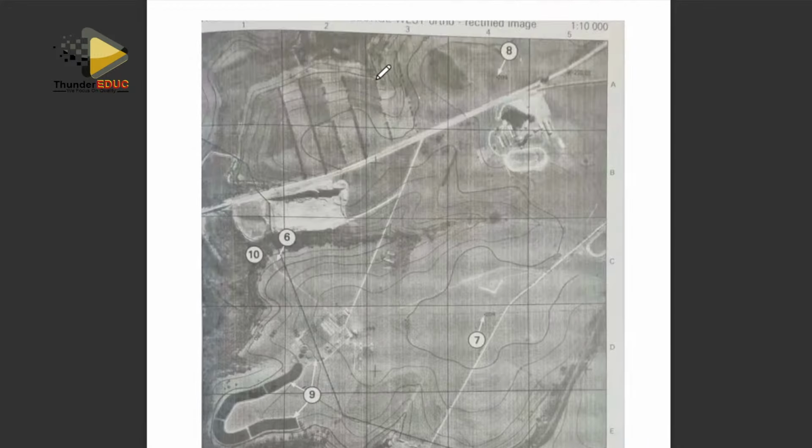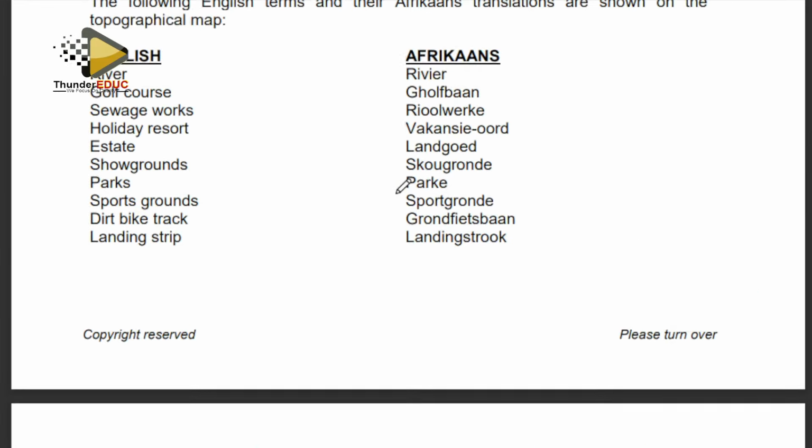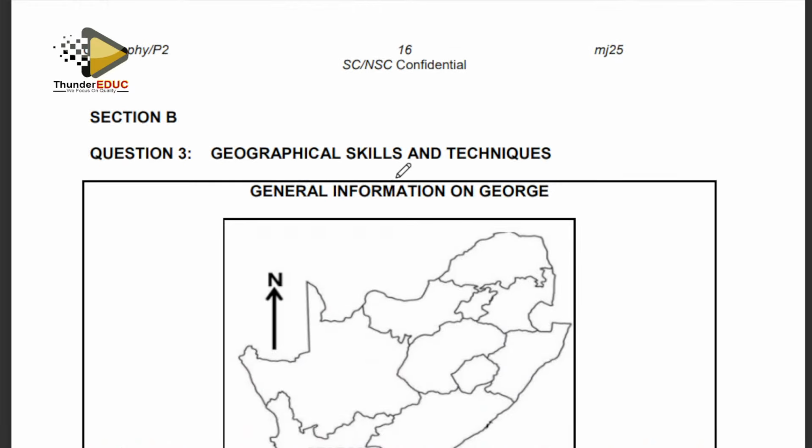This time around, the question wants us to focus on the orthophoto. Look at the question, the orthophoto map. All right, and since they want us to look at the orthophoto map, we shall look at it. There's no stress. There's nothing wrong with it.